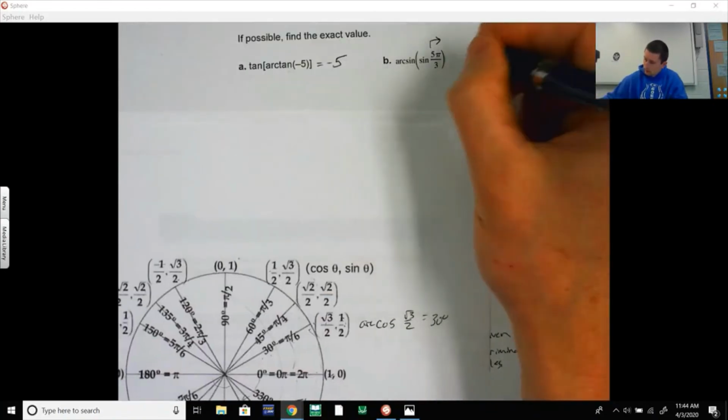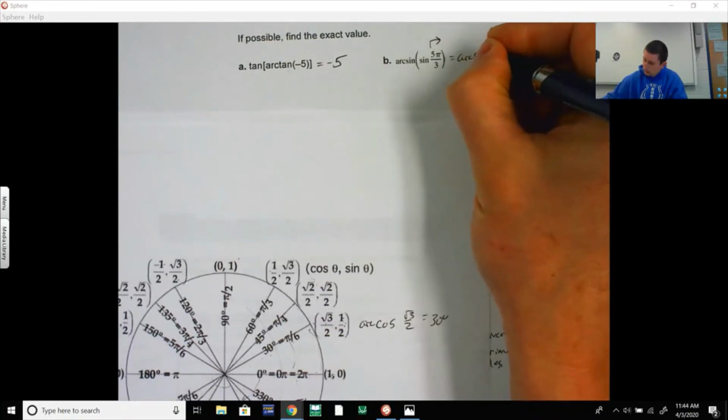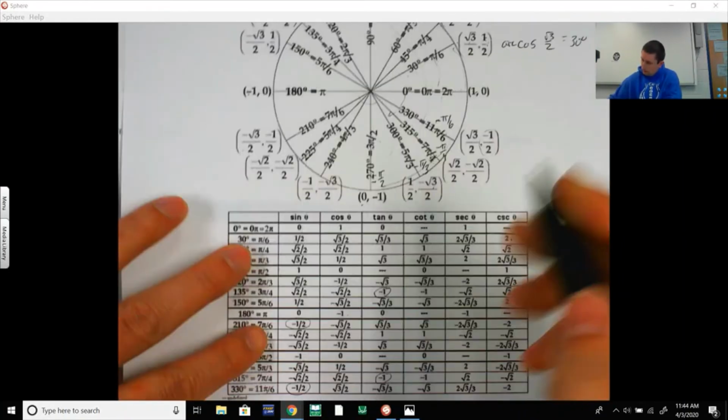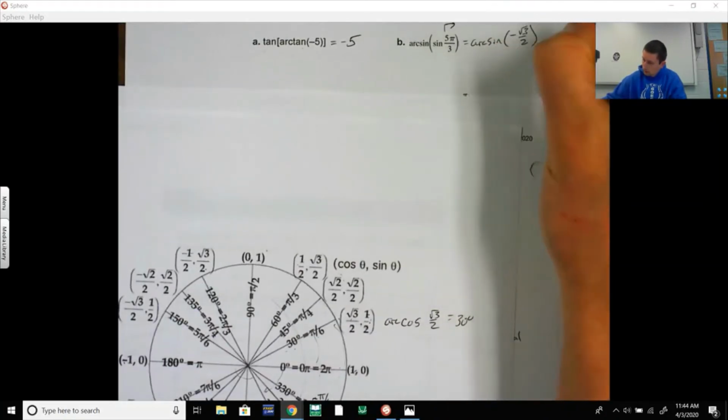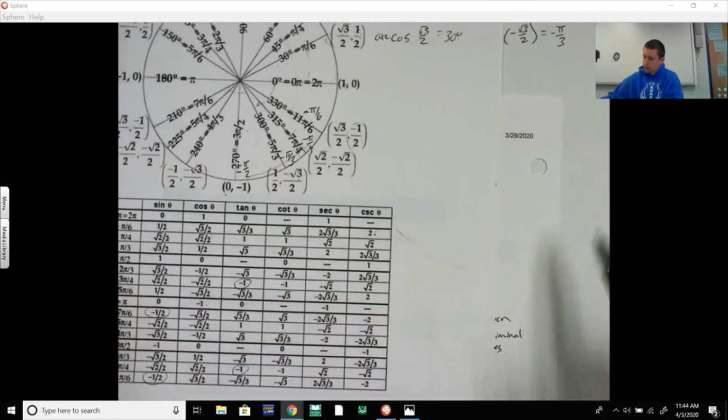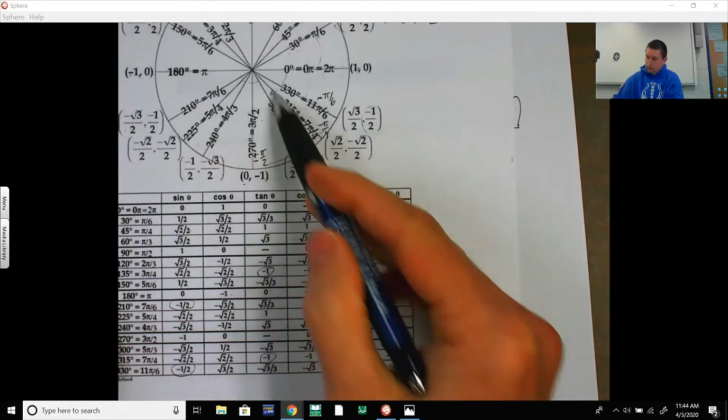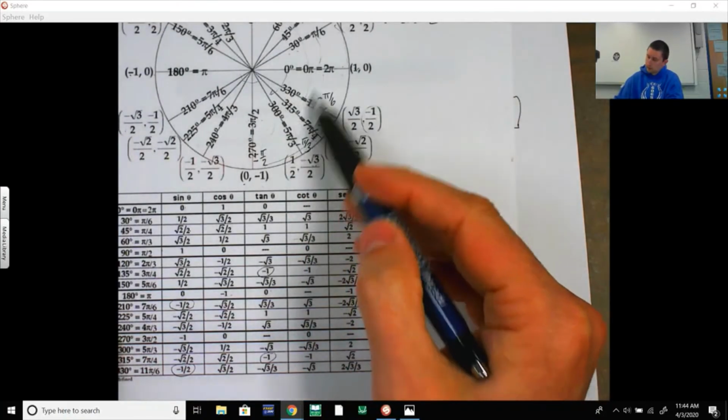Okay? So this is the arcsine of negative root 3 over 2, which is negative pi over 3. So negative pi over 3 would be that answer. Hopefully you're catching all that. Because we were down here, we want to be in the fourth quadrant, which we are. We just have to go with this angle.